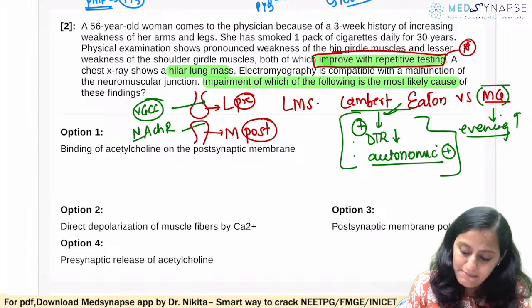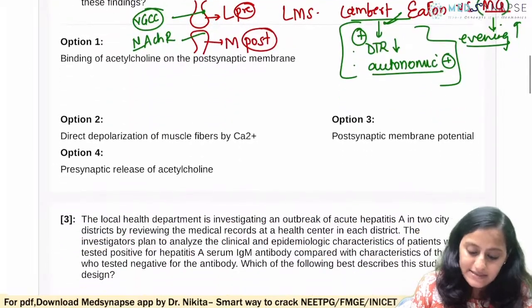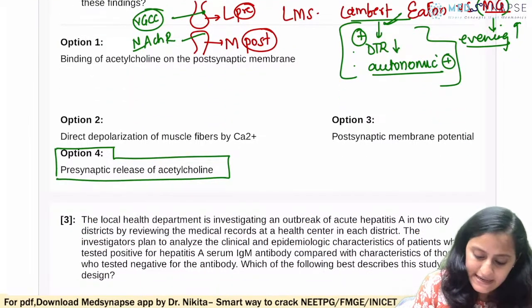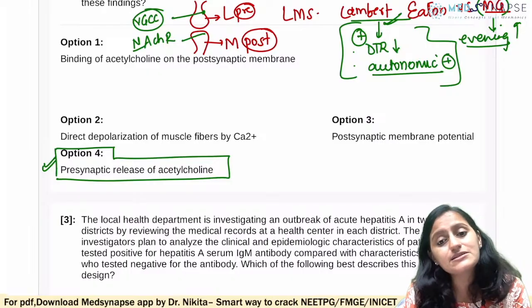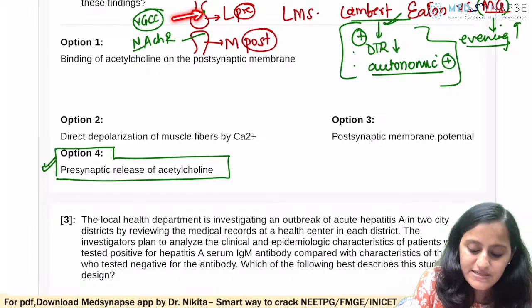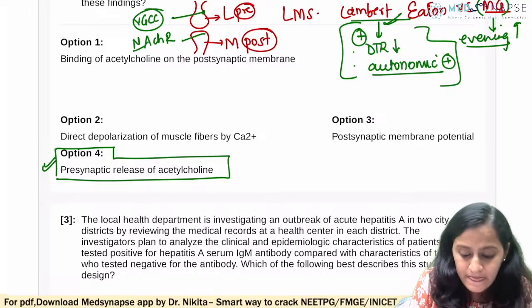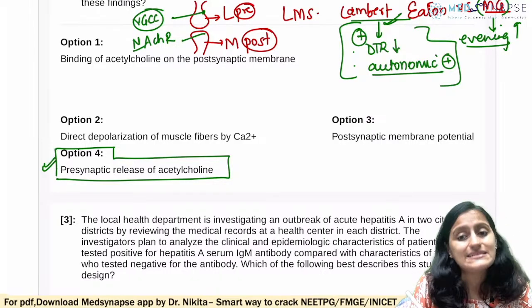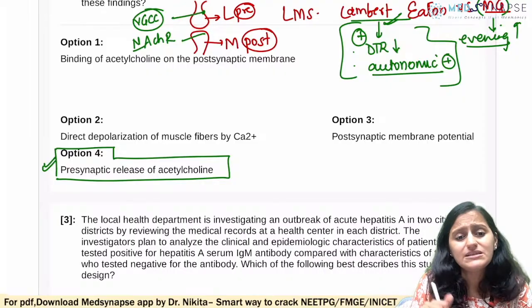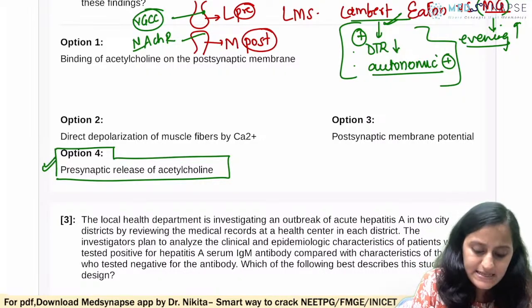So this is Lambert-Eaton. What is going to be the answer here? How come it is B? It is 4. The presynaptic release of acetylcholine is what is affected, because when calcium comes into the presynaptic terminal, that is what stimulates the acetylcholine release. So the presynaptic release is getting affected.